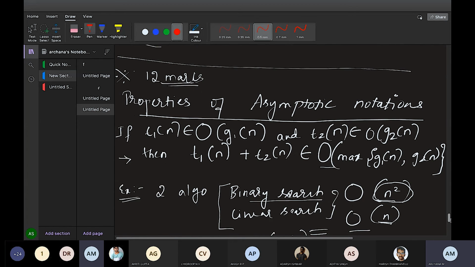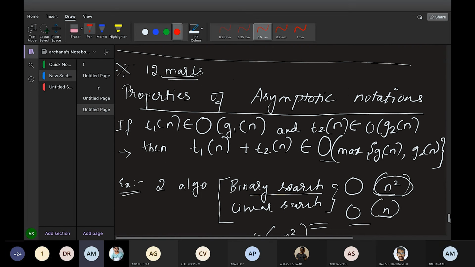Okay, now this question is given. Look here, can you see whatever I have written? T1 of n belongs to big O of G1 of n. T2 of n belongs to big O of G2 of n. Now, this is the big O asymptotic notation, right? So, can you tell me the formula for big O?